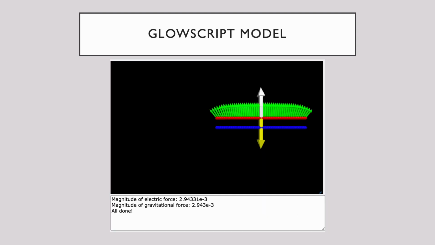So here's the GlowScript model showing the code from the last slide, and you can see each of those red dots is a segment of the tape, and each of those green lines is the electric force from the bottom tape, and the model adds it all up, and you get the gravitational and electric force equal to 2.943 e negative 3.